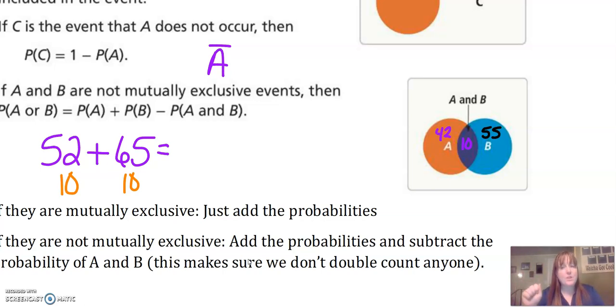So what you have to do, if you have two things that are not mutually exclusive, is you have to add the two probabilities together and then you have to subtract this 10. Because what I did is I added the 10 twice, really. When I added them together, see, I added the 10 twice. So I have to take away that double counting, okay? So basically that's just the idea. If they are not mutually exclusive, you have to add the two together and then take away how many people apply to both events, so that you don't double count.